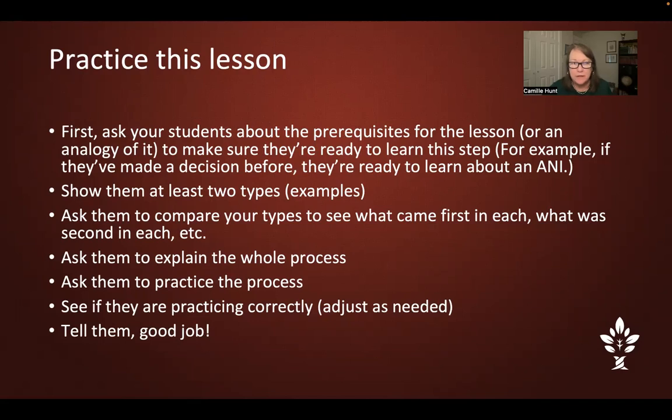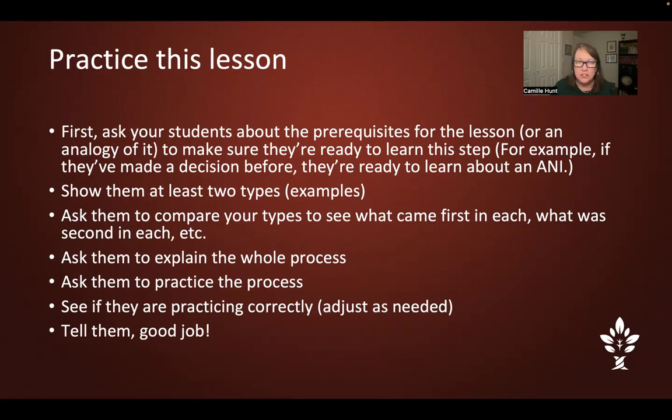Like today, have you ever made a decision? Or maybe it's an analogy. We'll do one of those pretty soon. Then to make sure they're ready to learn the lesson. So if they've made a decision before, they're ready to learn about an Annie. There's one lesson about sorting your ideas later on. If they've ever cleaned their rooms, then they're ready for the lesson. If they can explain to you how they organize things in the bedroom or in the kitchen when they unload the dishwasher, maybe, then they can learn to sort their ideas. You'll have to teach them, you'll have to guide them through it, but we want to make sure they're ready to learn, that they know the prerequisites.